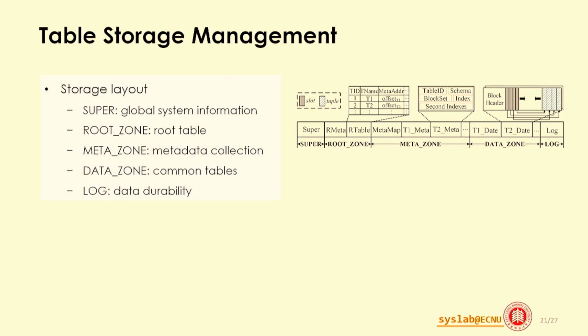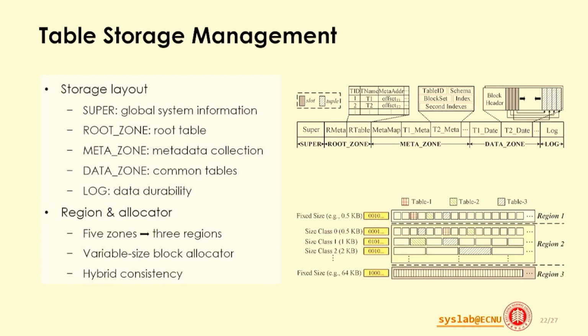Specifically, Lunar divides the storage space into file zones. The super zone stores global system information, such as the total space size and number of tables. The root zone includes the root table and its metadata. The meta zone serves as a metadata collection for common tables. The data zone stores the data of common tables. And the log zone is used to guarantee data durability and transactional writes.